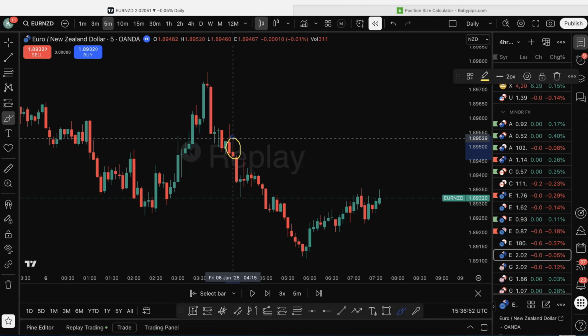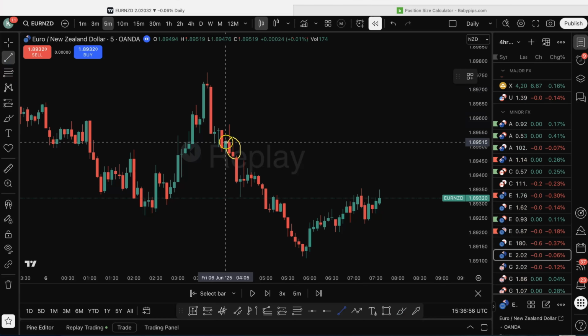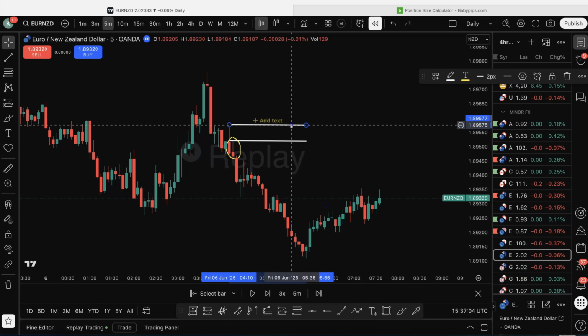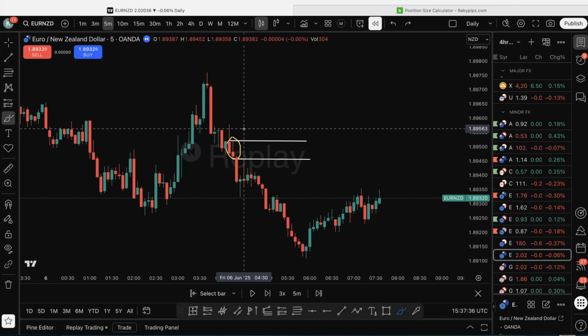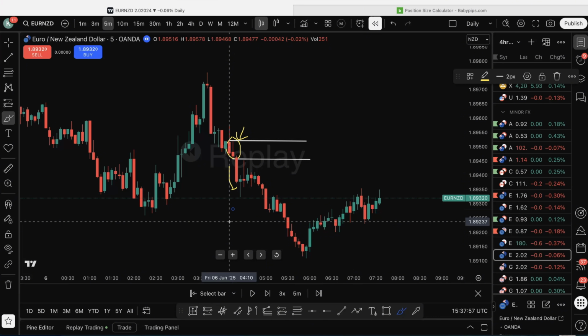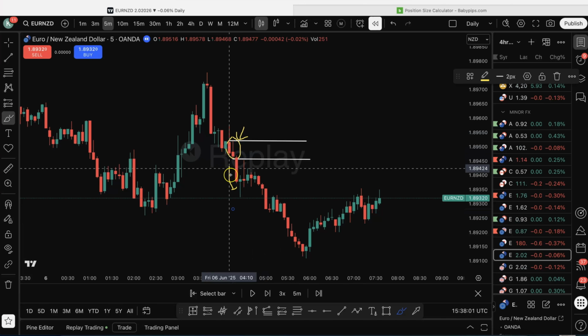Now, how do we indicate an area of consolidation or indecision? Generally, when we are plotting supply and demand, the simple rule is to use an indecision candle. And I like to use the last candle before the impulse. So what this means is I don't care what color the candle is, but I want to see the last candle before an impulsive move away.